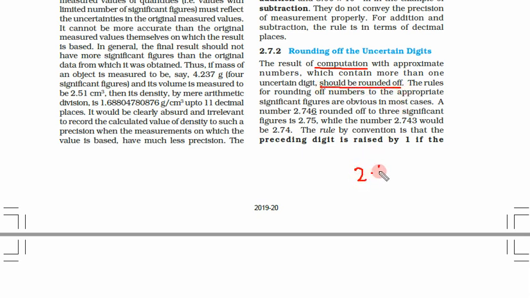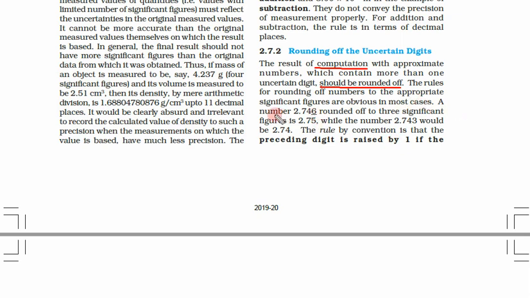Suppose we get a number 2.46783. Now we have to round it up to only 3 significant figures, up to 2 digits after the decimal, and we want to get rid of these extra digits. What will we do in that case? As in the case of that mass density, 4.237 divided by 2.51, we got this big number. So how did we round it to 1.69? What were the rules by which we rounded it to 1.69? Let us learn those rules, how to round them.